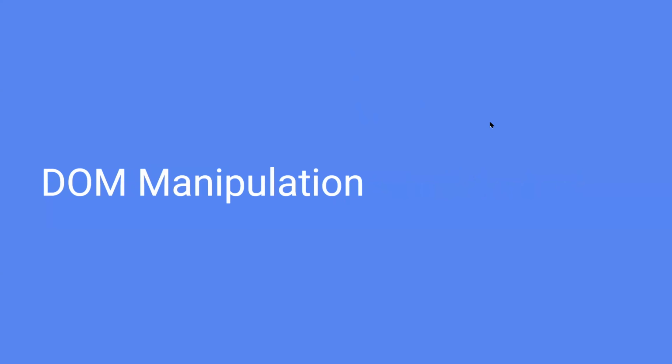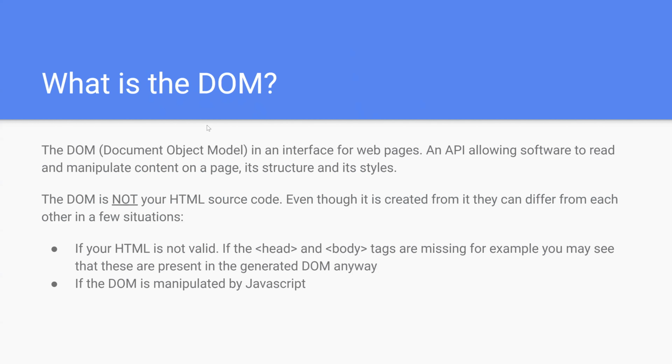So next on our list is DOM manipulation, which is really cool and really fun to do in React later on when we get to React. So what is the DOM really? We hear that word a lot. The DOM, or document object model, is an interface for web pages. It's basically an API made available by the browser, allowing software written in JavaScript to manipulate and read the content of a page, its structure and its styles as well.